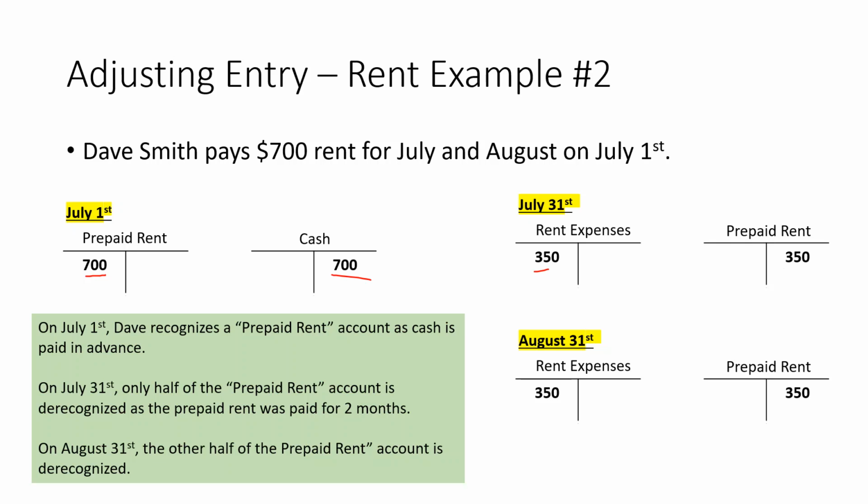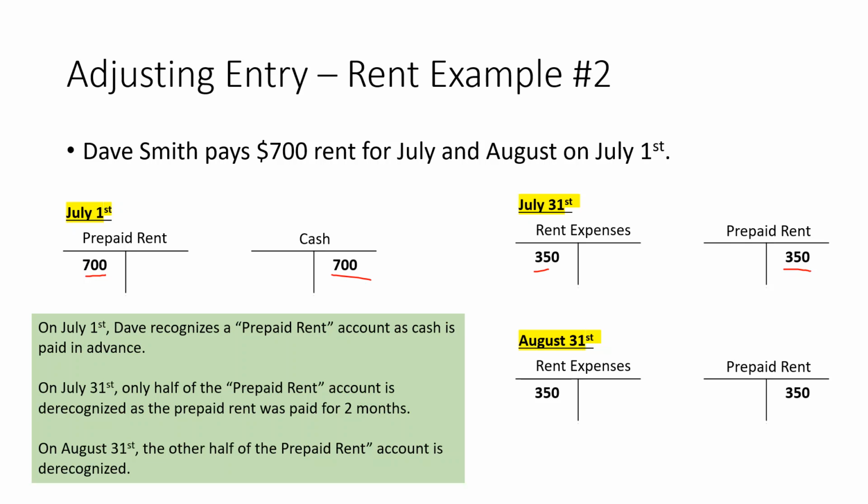Because we're prepaying the rent in advance for 2 months, we can prorate it based on time. In this case, since 1 month is up, only half the prepaid rent can be considered used up. That's why we're crediting prepaid rent for $350 and debiting rent expense for $350. Only half of that prepaid rent is converted to a rent expense.